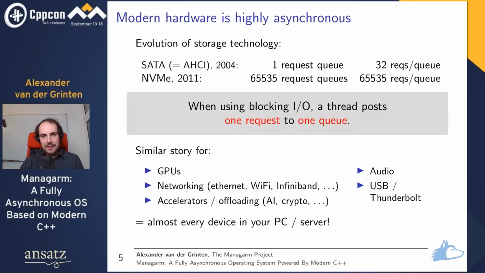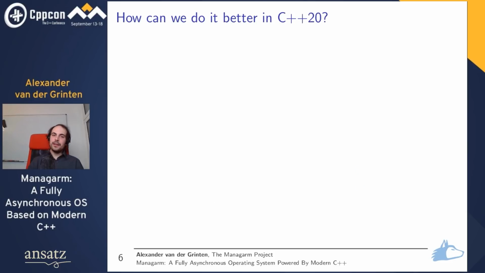So, if we need asynchronous code to exploit these devices, what can we do? Let's ask the question, what can we do in C++20, right? C++20 is our new technology here. So how can we adapt the code to perform better in an asynchronous environment?